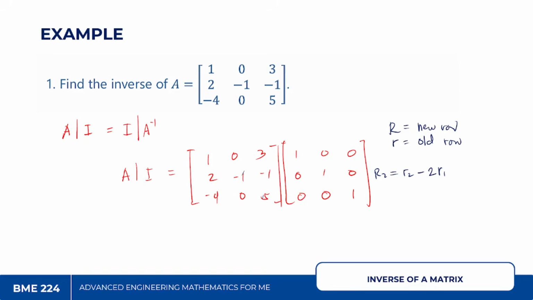Okay? And then aside from that, ito din. Ito, gawin natin 0 ito. So that is R3, new R3 would be R3. So paano natin magiging 0 ito? You add 4 and then multiply it with row 1. Okay?